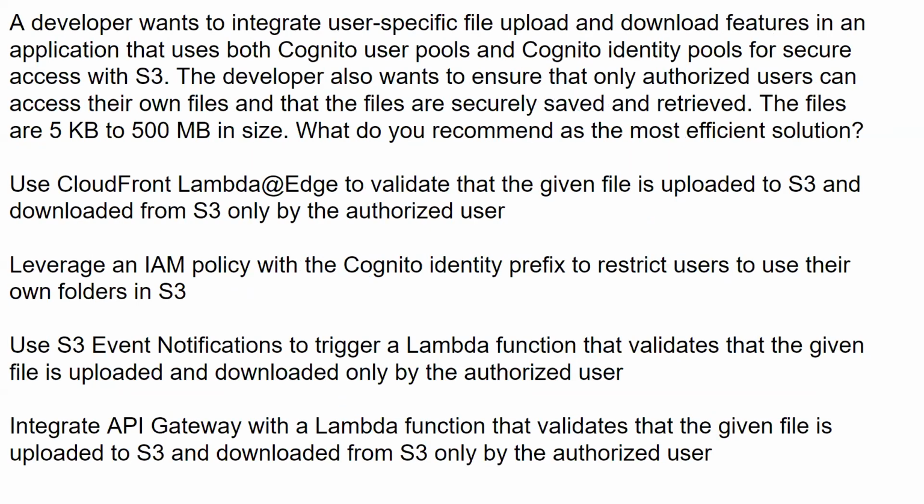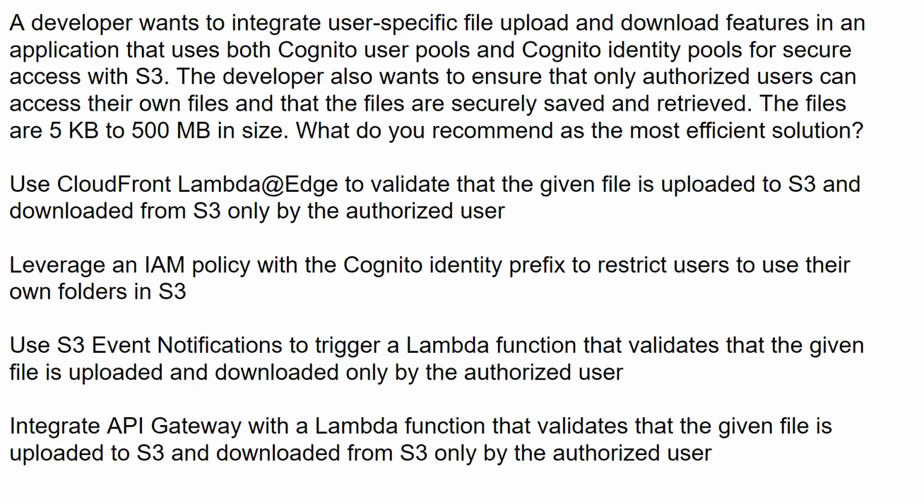The developer wants to integrate user-specific file upload and download features in an application that uses both Cognito user pools and Cognito identity pools for secure access with S3. The developer also wants to ensure that only authorized users can access their own files and that the files are securely saved and retrieved. The files are 5 kilobytes to 500 megabytes in size. What do you recommend as the most efficient solution?